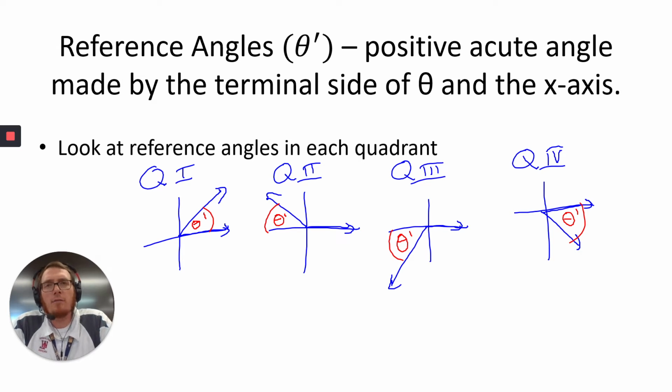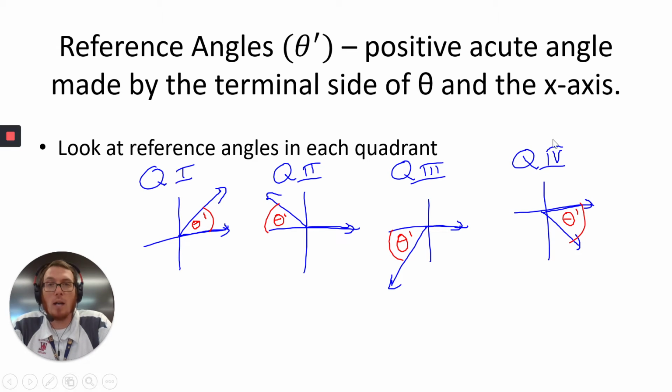The most important thing for today is to find what's known as a reference angle. A reference angle is always denoted with theta with a prime, with the one tick mark, and I'll always use that notation for my reference angles as I'm going through my lessons. It's going to be the positive acute angle, so it should be less than 90, that's made by the terminal side of the angle and the x-axis.